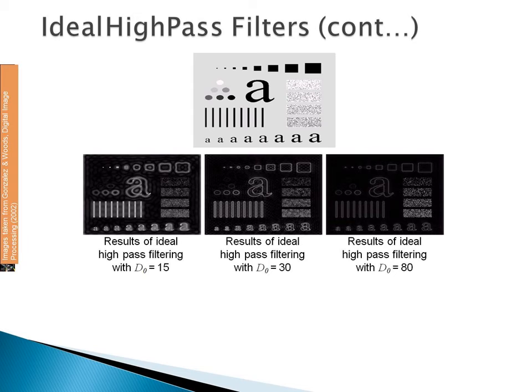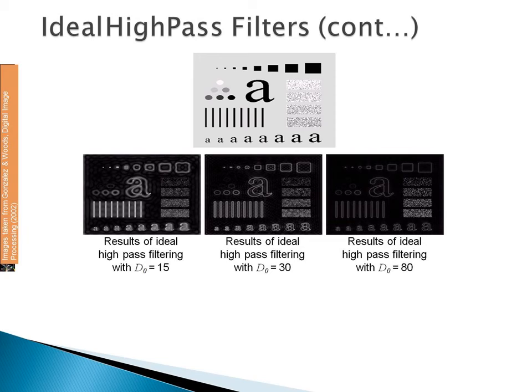So here we are going to have an ideal high pass filter. A 2-dimensional ideal high pass filter depends on d naught. The ideal high pass filter H of uv will be equal to 0 if D of uv is less than or equal to d naught, and it is equal to 1 if D of uv is greater than d naught.